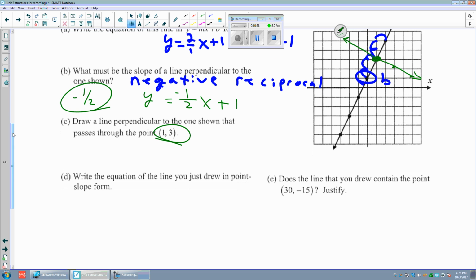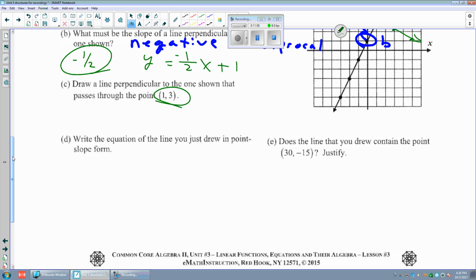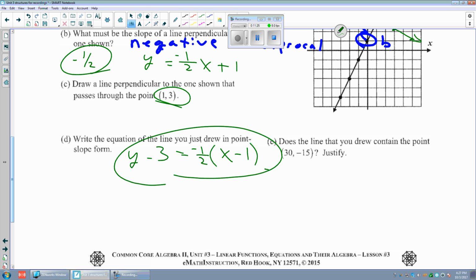Write the equation of the line you just drew through the point in point-slope form. Okay. Y minus y1 equals slope times x minus x1. Ta-da! Does the line that you drew contain the point? Let's find out. We can use either, let's use this one right here.